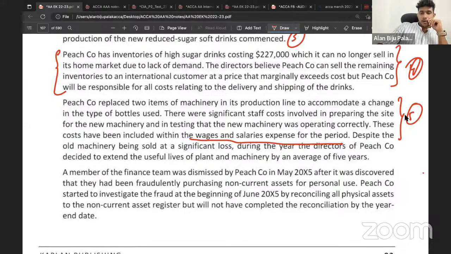What's the other issue? Sold at a significant loss. Okay, company sold machinery at significant loss. Okay, fine. Then the useful life extended. Yes, useful life extend. They have already extended the useful life by 5 years, but already they have sold the machinery at loss.